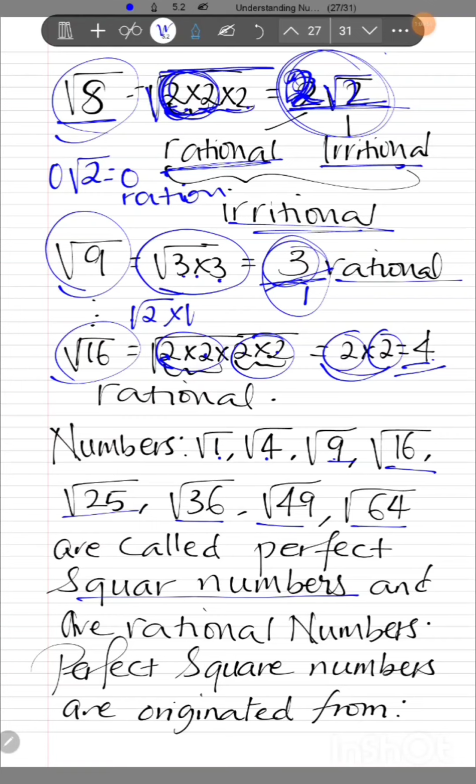Root 2 multiplied by root 3, which is the product of two irrational numbers, is root 2 times 3, which is root 6. This one is irrational. Likewise, division is the same. The ratio of two irrational numbers could be rational or irrational. But it is always true that the product of two rational numbers is always rational. Rational multiplied by rational is always rational.